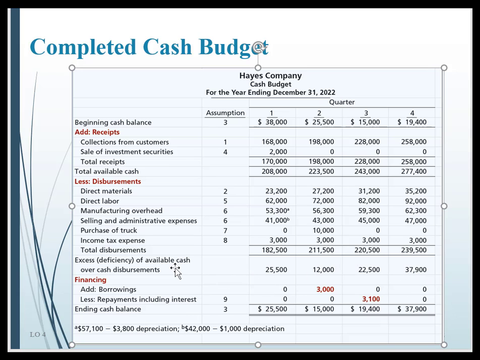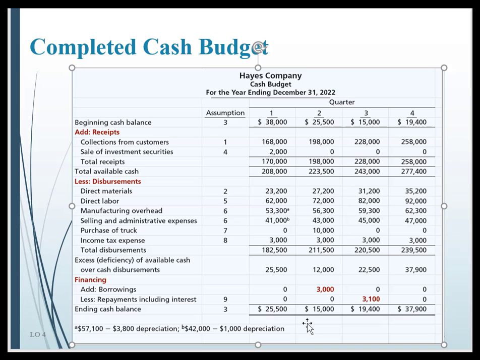And if you remember, one of the things we said is we expect that we're going to have a $15,000 minimum. So in this second quarter, you notice that we only have $12,000 at the end. So what we're going to have to do is borrow $3,000 to bring us up to the $15,000. Now, what do we do then? Then the next period, we're going to pay that back, including the interest that we owe on that.